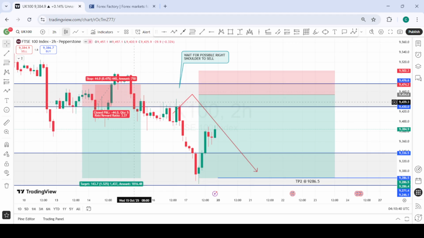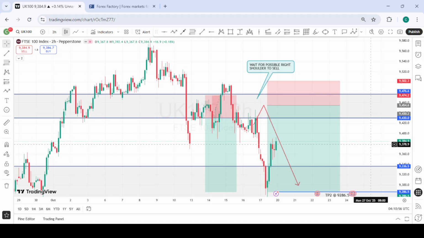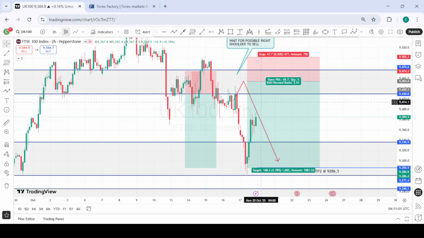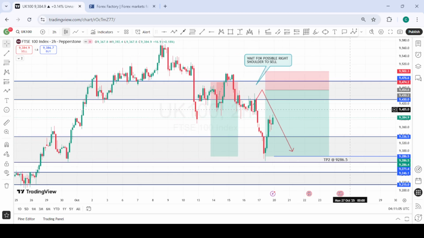And then later price started developing a head and shoulders formation. So you can see the left shoulder, the head, and the possible right shoulder. We were expecting the possible right shoulder to pull back a bit higher for us to get a sell entry to the downside. But unfortunately, we missed the trade. Price was a few pips shy of our entry, so we missed out on this trade, which went straight to our desired TP. So we actually took a loss on FTSE 100 or UK 100 for last week.